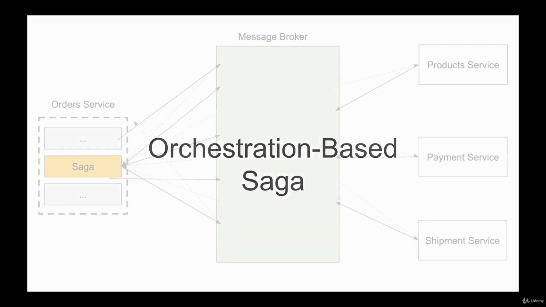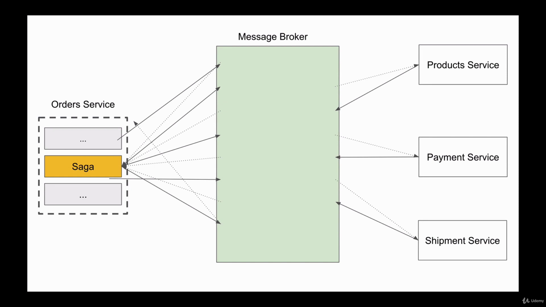Now, let's have a look at orchestration-based Saga. In the orchestration-based Saga, you will have a microservice that additionally to other classes will also contain Saga class. And this Saga class will act as an orchestrator or as a manager of commands that need to be sent.